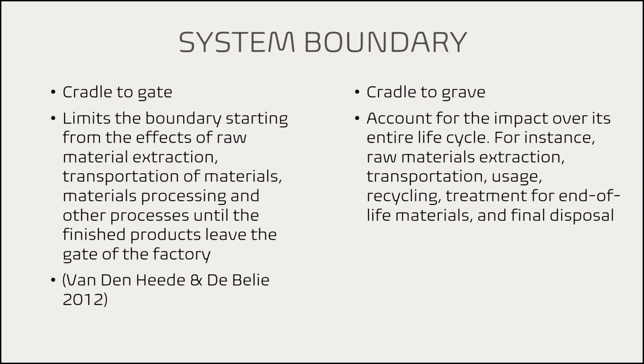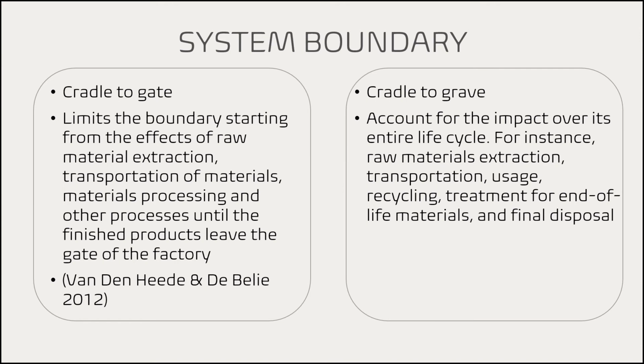Okay, next. The system boundary is the conceptual line that divides the study interest from everything else. Generally, there are 2 types of system boundary, namely cradle to gate and cradle to grave. A cradle to gate limits the boundary starting from the effects of raw material extraction, transportation of materials, material processing, and other processes until the finished product leaves the gates of the factory. On the other hand, a cradle-to-grave approach accounts for the impact over its entire life cycle, which includes the operational phase, treatment for end-of-life material, and final disposal.